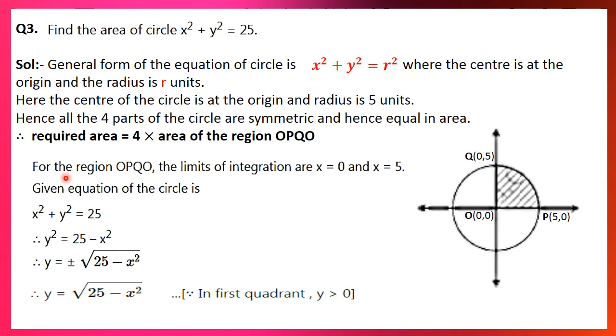Now we will consider the given equation. And one more thing, the limit of integration will be x is equal to 0 to x is equal to 5. Now, the given equation of the circle is x square plus y square is equal to 25. Then y square is equal to 25 minus x square, and y is equal to plus or minus root of 25 minus x square. But we will consider only the positive value because y is greater than 0 in the first quadrant.